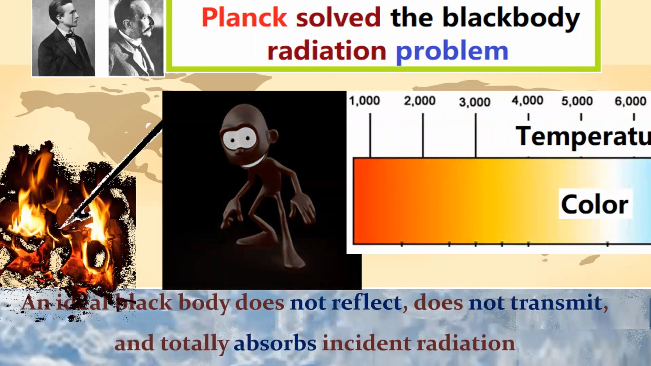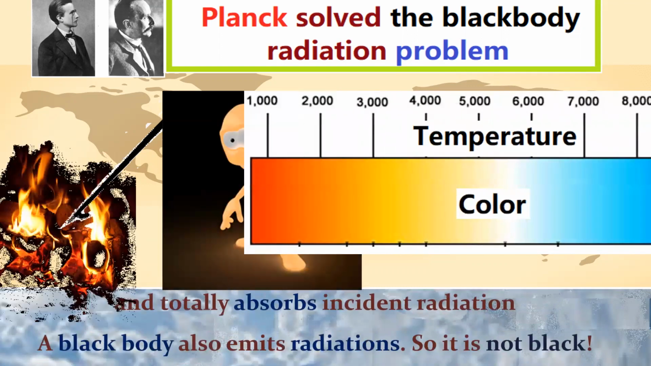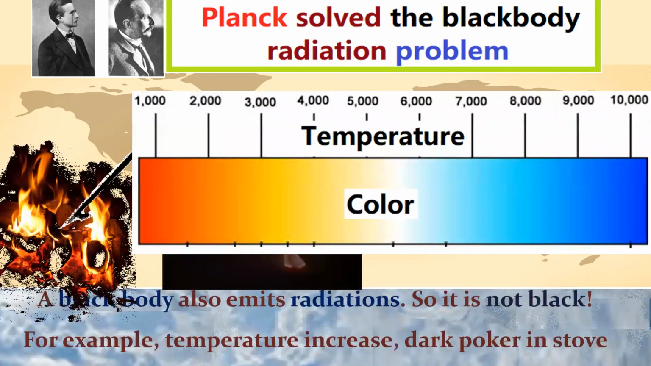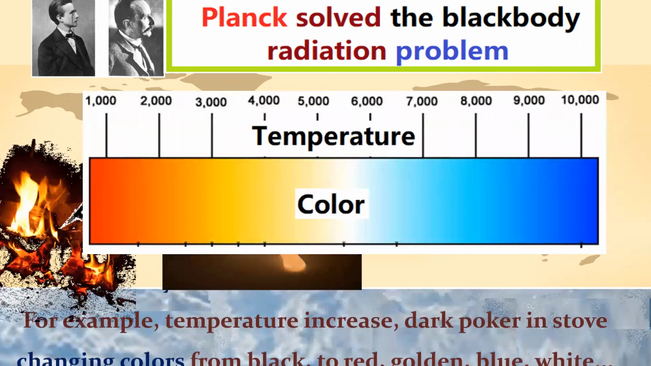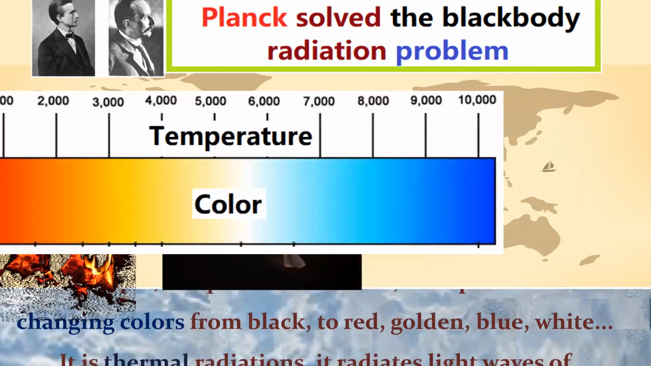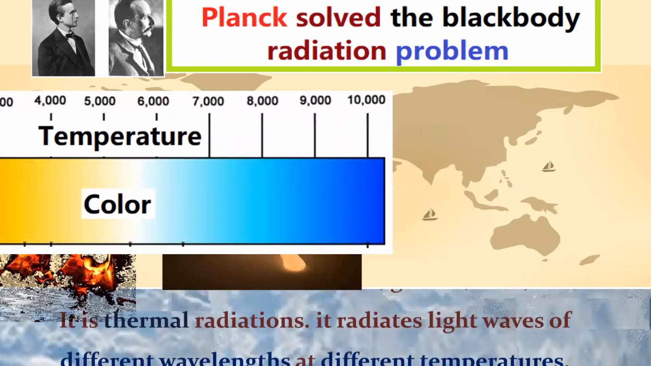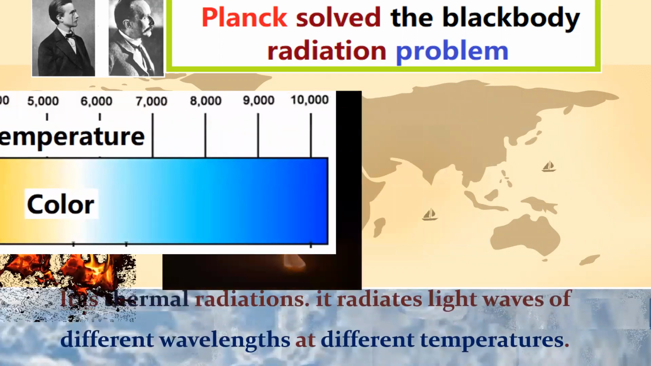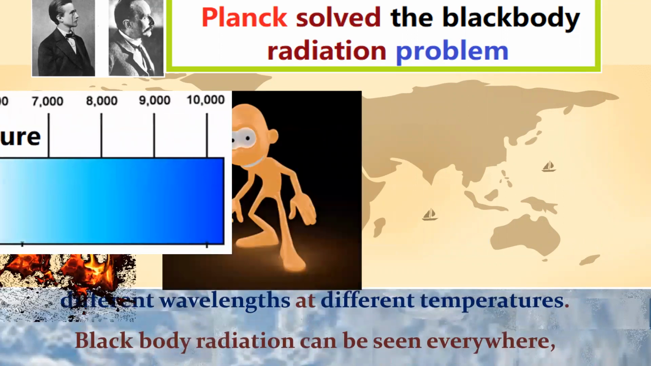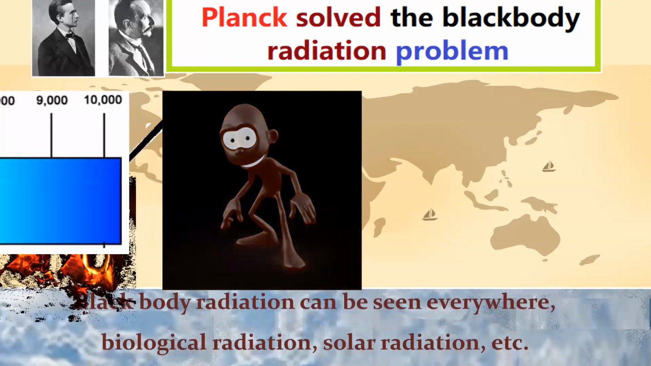For example, as temperature increases, a dark poker or stove changes color from black to red, golden, blue, white. It is thermal radiation. It radiates light waves of different wavelengths at different temperatures. Black body radiation can be seen in many ordinary objects, for instance biological radiation, solar radiation, etc.